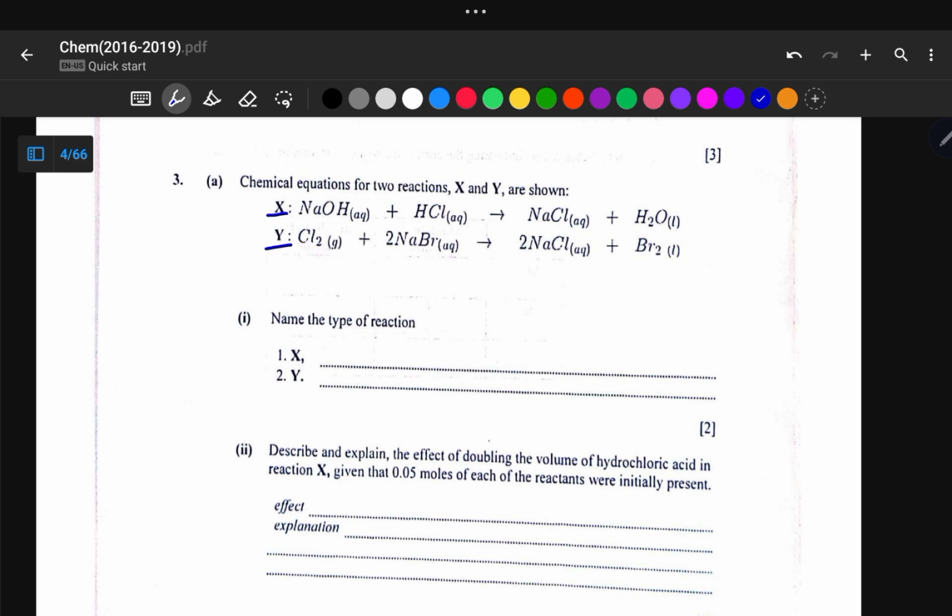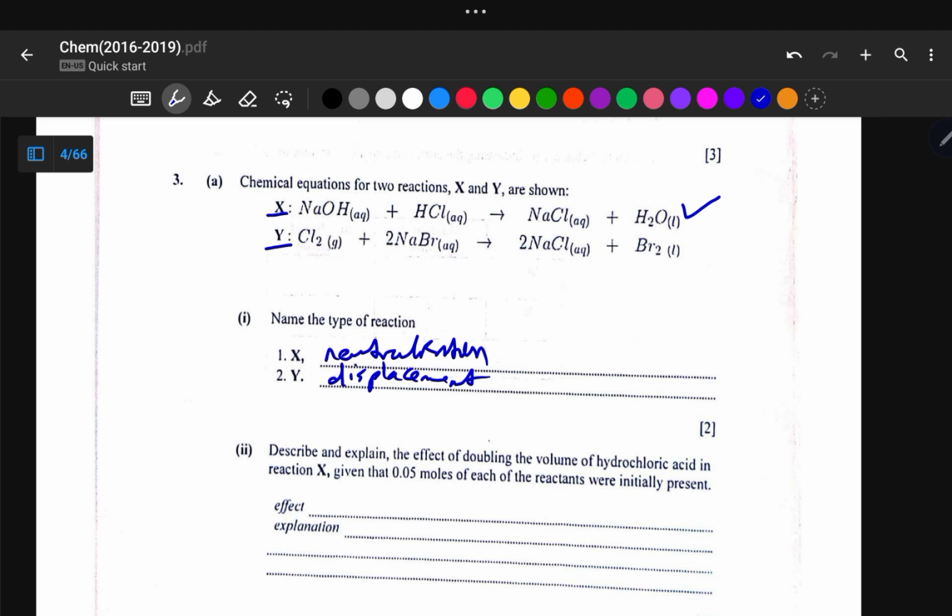So here we've got this equation for titration. We did titration for question 1, so we're not going to spend much of our time on reaction X. Reaction X is the neutralization reaction, right? And then reaction Y is what we call the displacement or the redox reaction. So displacement is a subtype of the redox reaction, right?